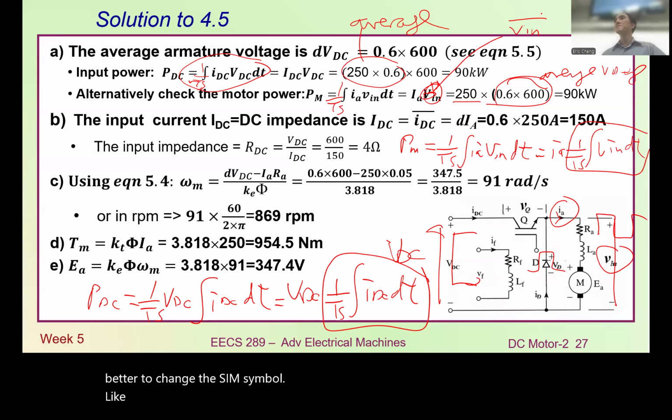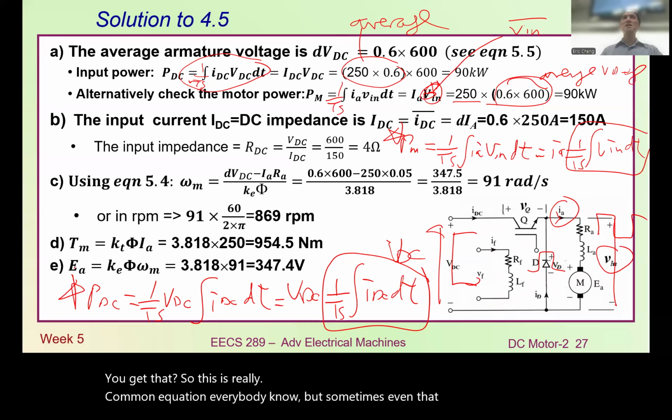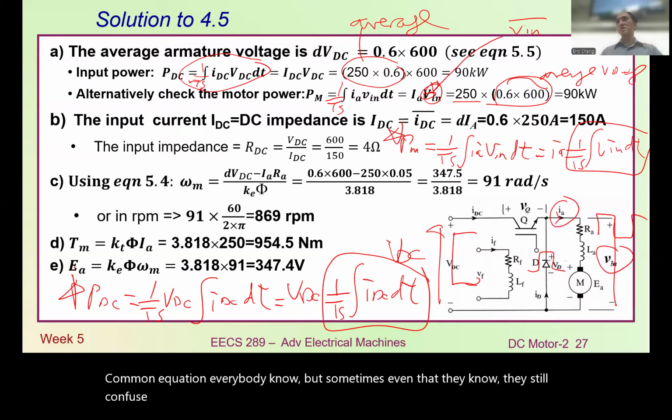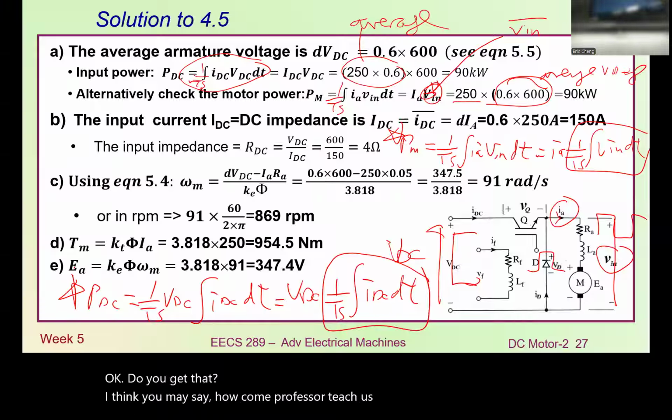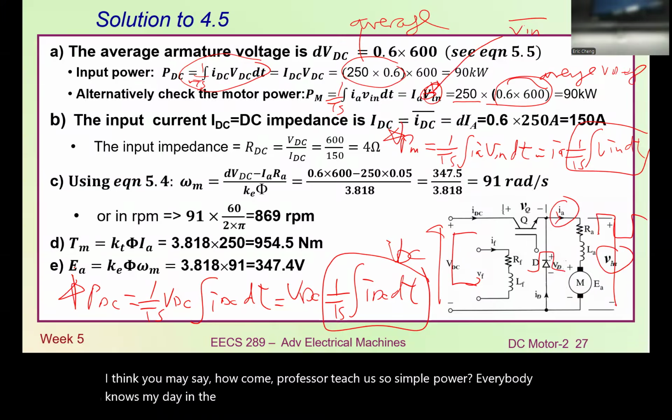Okay, you get that? So this is a very common equation. Everybody knows, but sometimes even though they know, they are still confused about RMS current and average current. That's the most basic formulation we shall use. Okay, do you get that? You may say, how come, Professor, you teach us such simple power? Everybody knows it in year one, but I have a quick revision for you all.